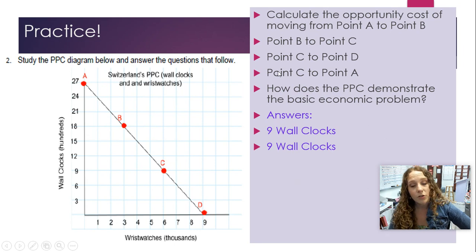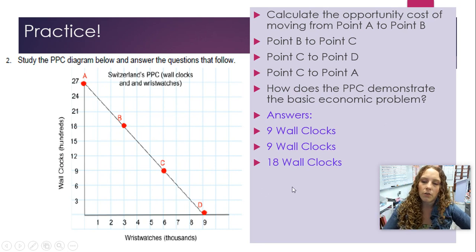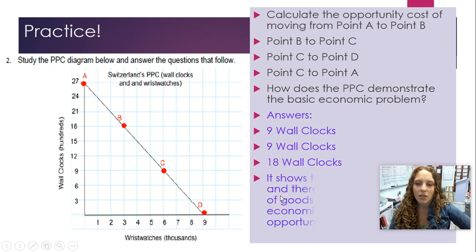The next one is also 9 as we go from C to D, because we're going from 9 wall clocks down to none. And if we go from C to A, there we're wanting to produce more wall clocks. Well, that should say wristwatches right there. There's a mistake. And by the time you see this, I'll already have corrected it. So that should be 18 wristwatches.